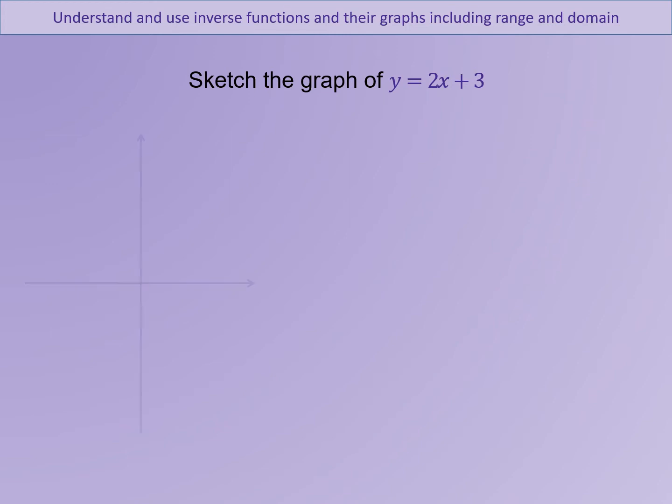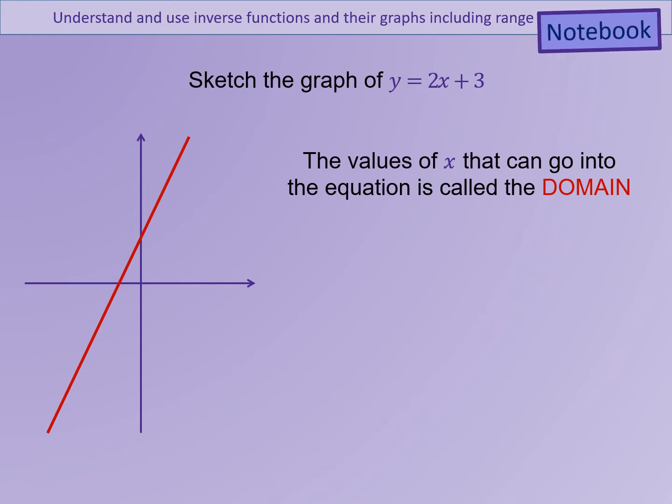Okay, so hopefully you managed to draw that linear graph, however you wanted to do it. It's not really a problem. The graph should look something like that, crossing at 3 with a gradient of 2. Right, just in your notebooks, a couple of new definitions for you to write down.